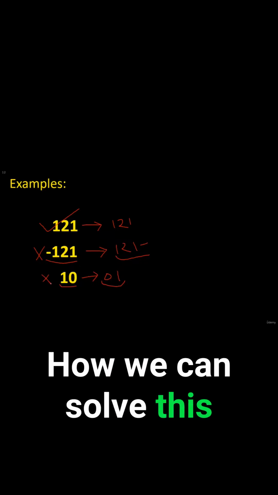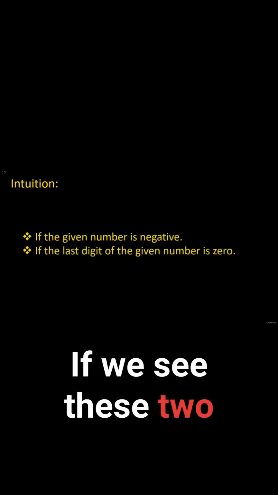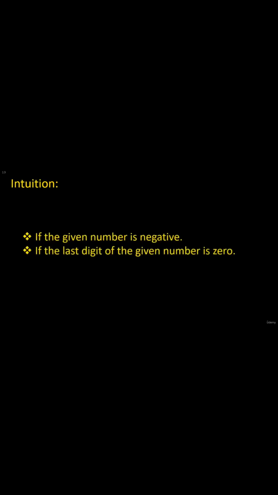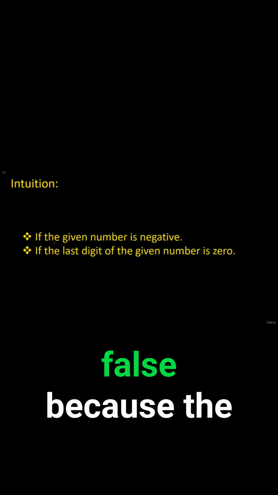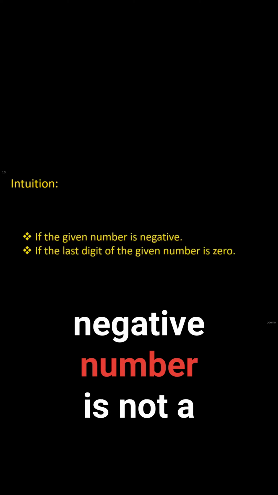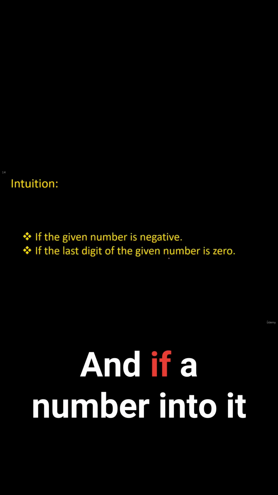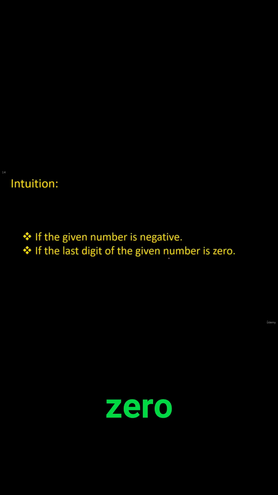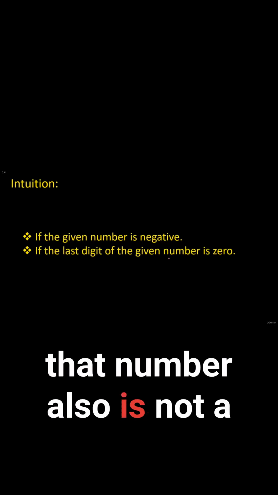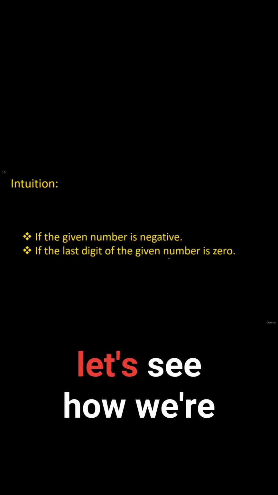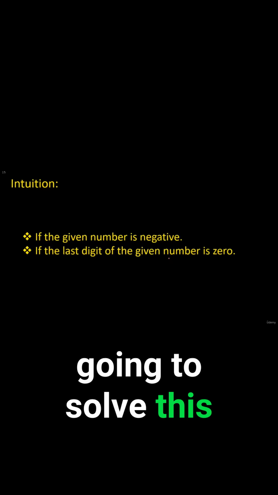How can we solve this problem? If we see this condition is true, then we should return false. Because a negative number is not a palindrome, and if a number ends with 0, that number also is not a palindrome. Now let's see how we're going to solve this problem.